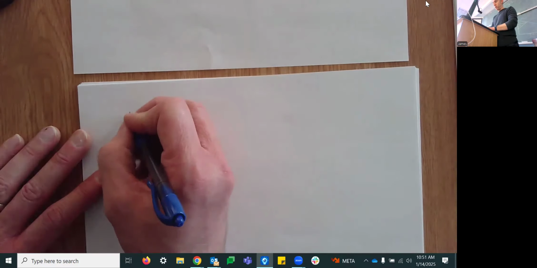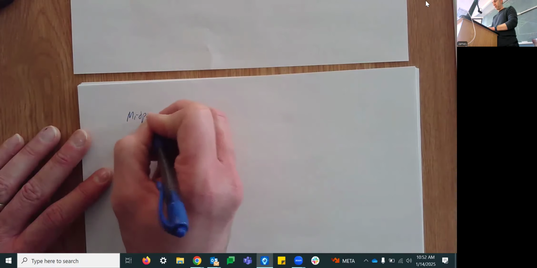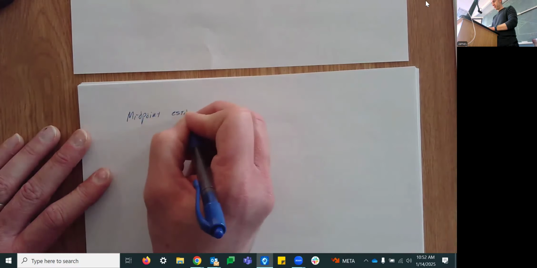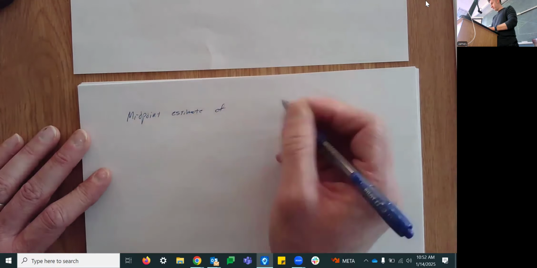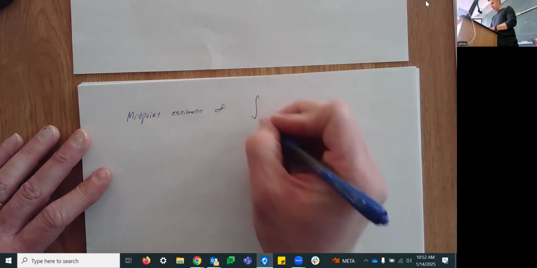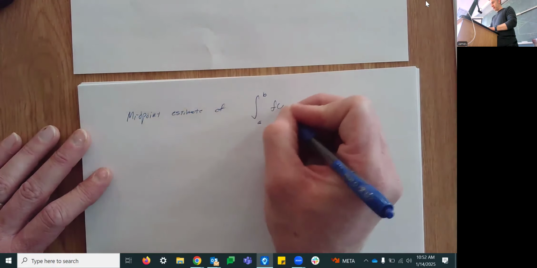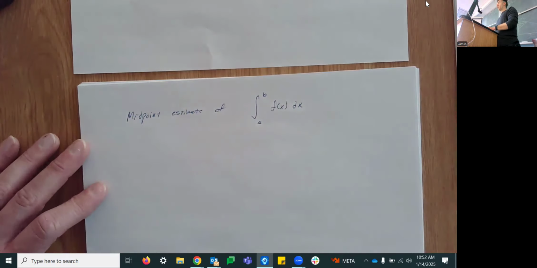Okay, so, sorry, yes. Is this the only way you can use it in a summation form? You could totally do it. So yes, good question. So the midpoint rule generally, a point estimate of the integral from a to b of f of x dx.